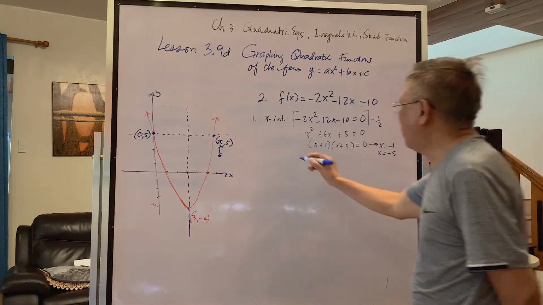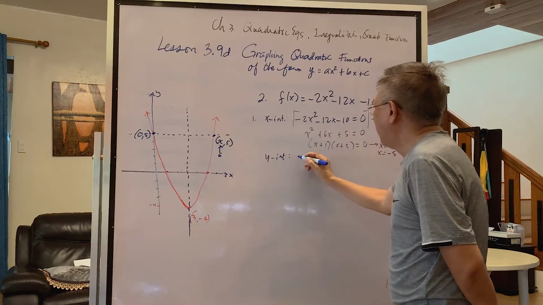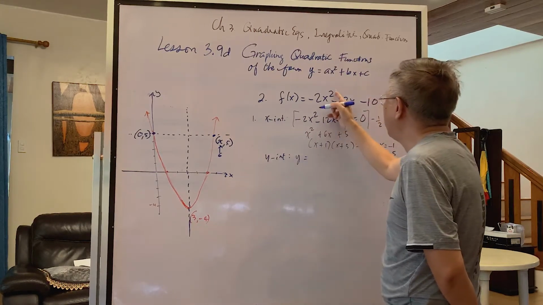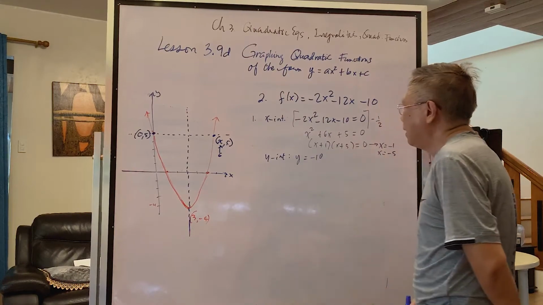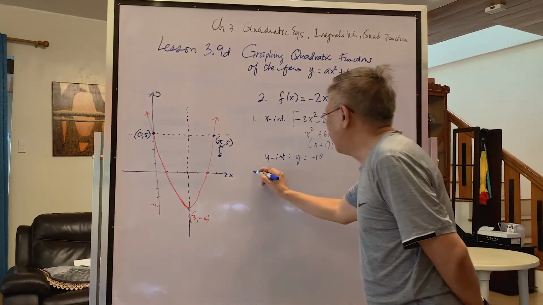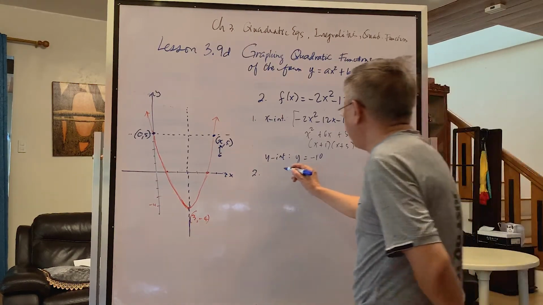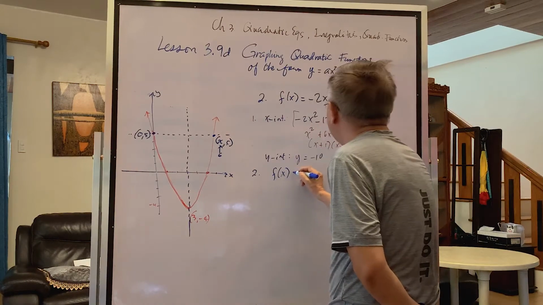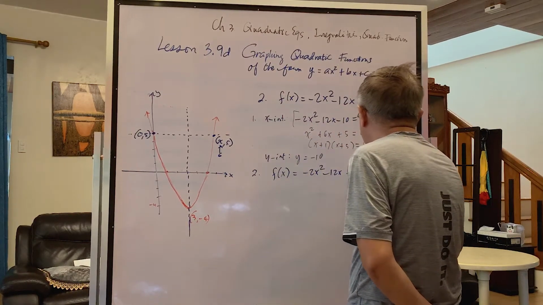Now, what about my y-intercept? From here, I'll just make x 0, and I get a negative 10 as the y-intercept. Then, we are going to have the vertex coordinates. So we will solve for the vertex coordinates of this function.